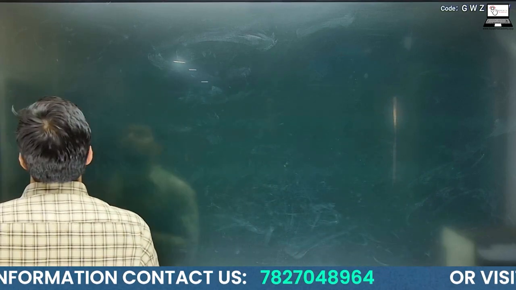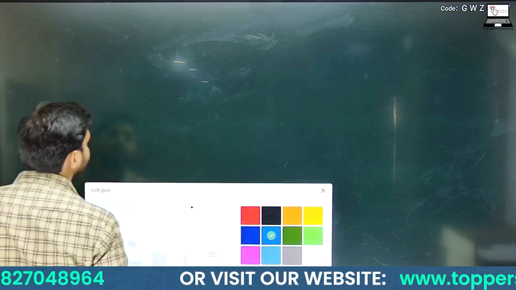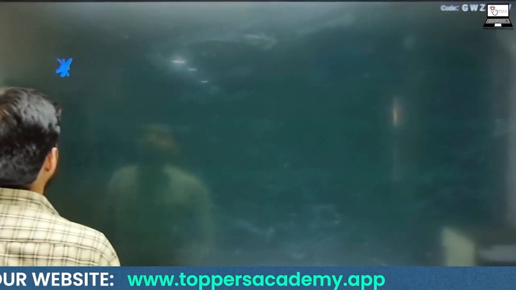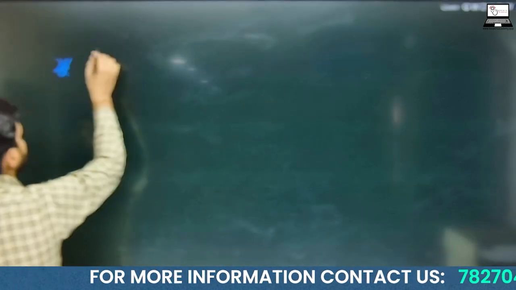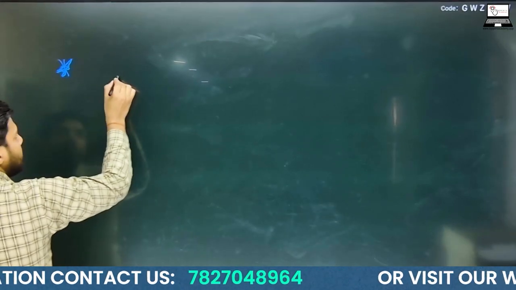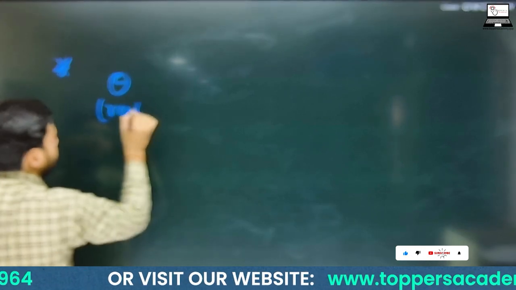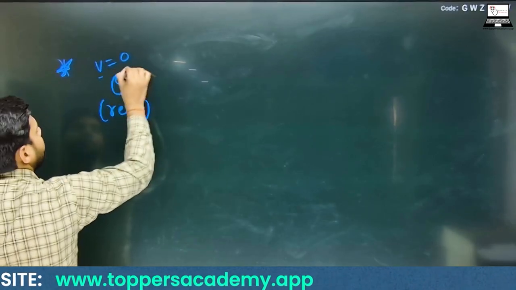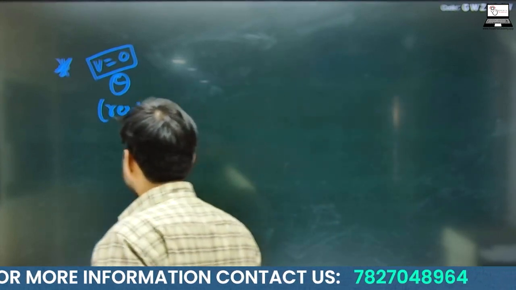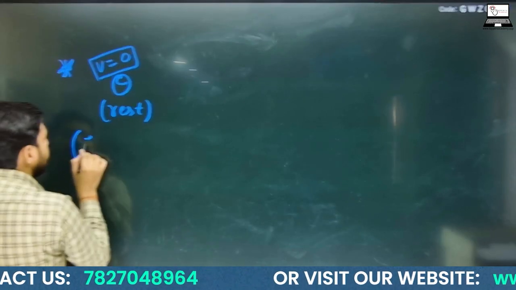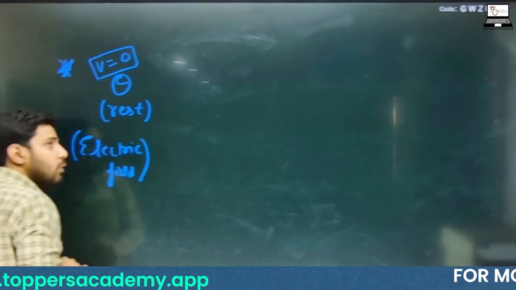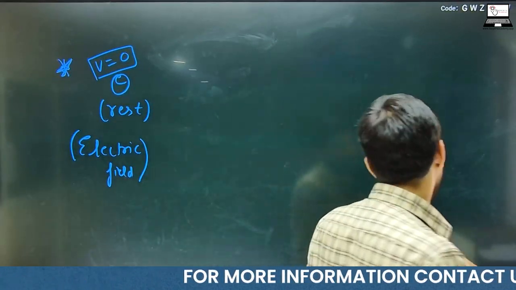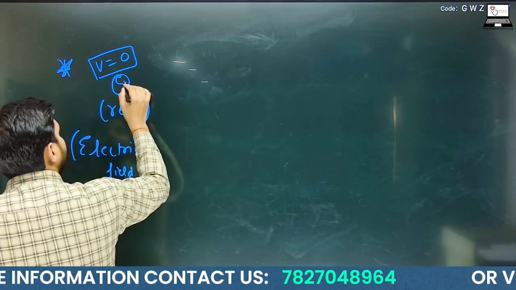Alright, now it's time for the seventh property. What does the seventh property state? Listen clearly. Whenever there is a charge Q at rest, at rest means V equals 0. So if V equals 0, it can only produce electric field. It can only produce electric field.